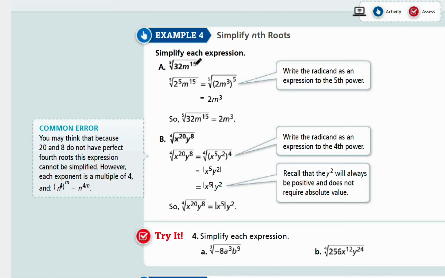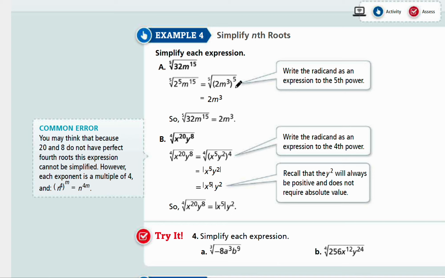So then you just have to worry about this separately. First of all, you can rewrite 32 with the base 2. 2 to the power of 5 would be 32. And then m to the power of 15 could stay. But then remember we have a radical sign to the fifth power.